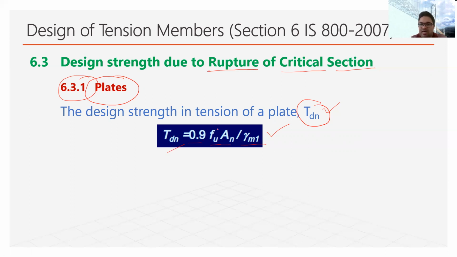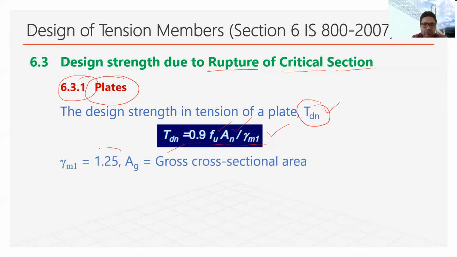So Fu is the ultimate strength of the section. An is the effective area. I have already explained how we find An, the net effective area in case of plates, if there are holes. As I explained, for the Fu value we use gamma m1, which is 1.25.